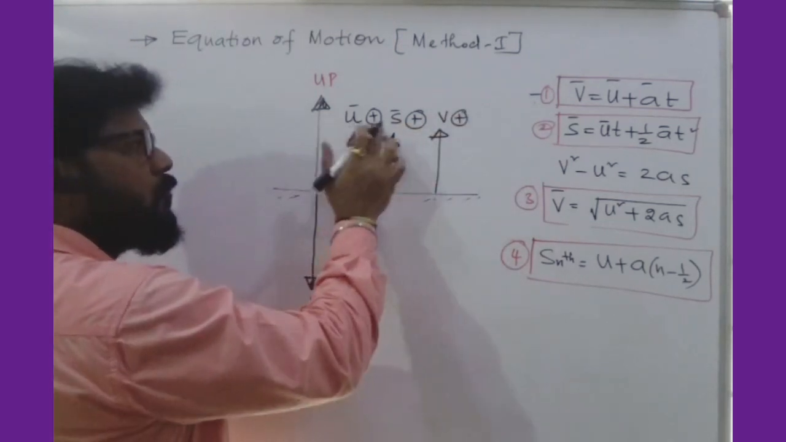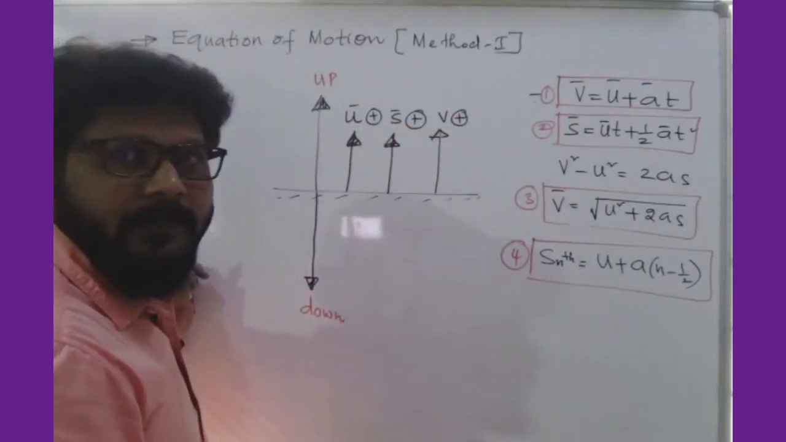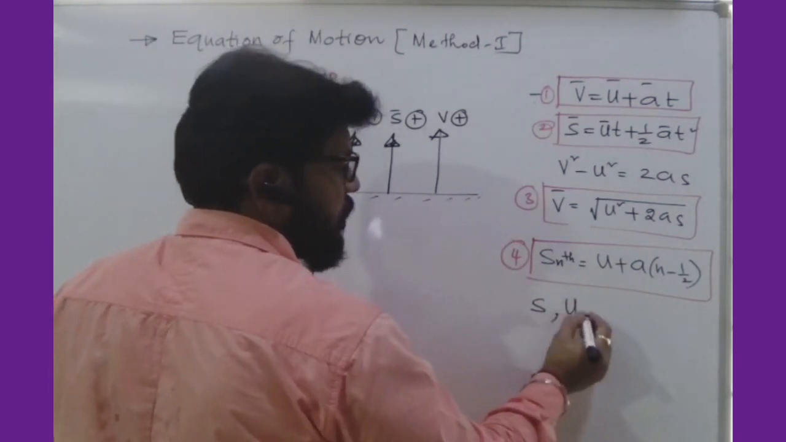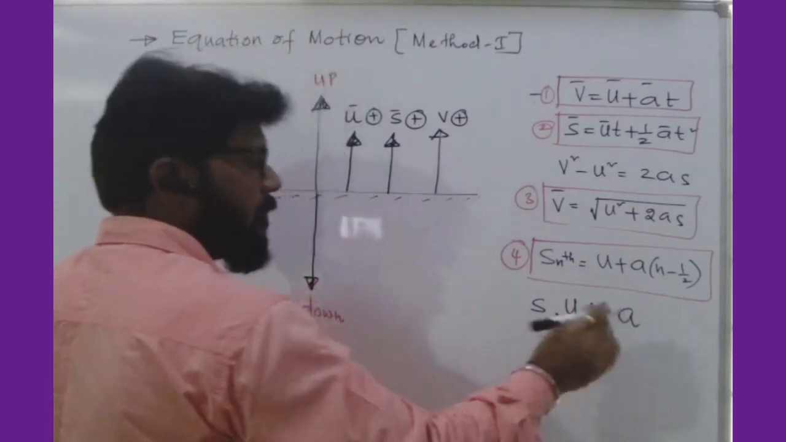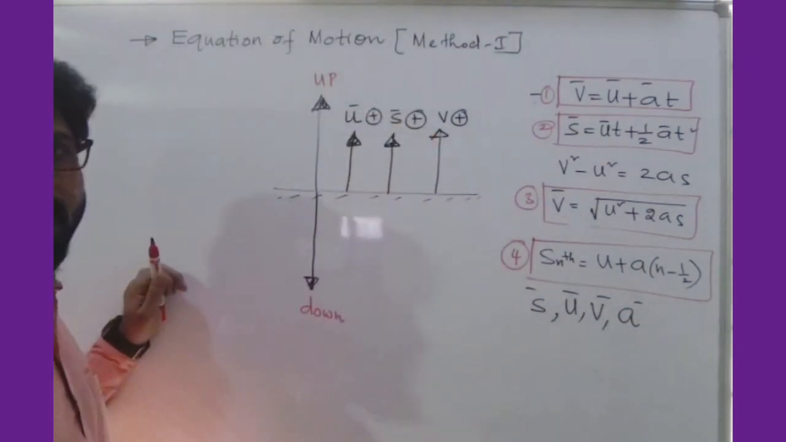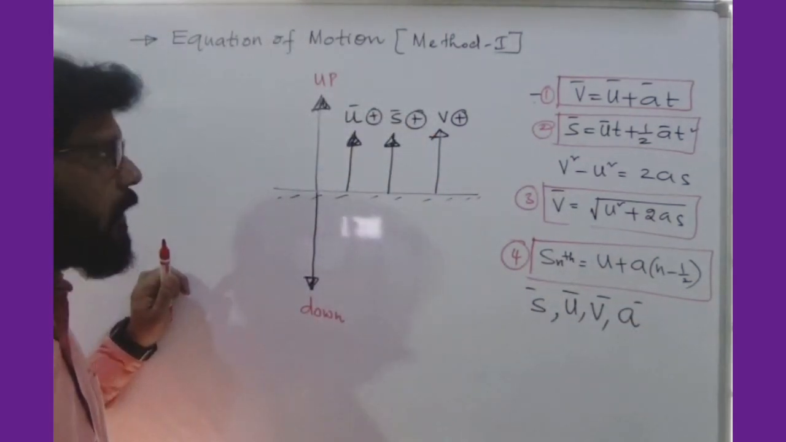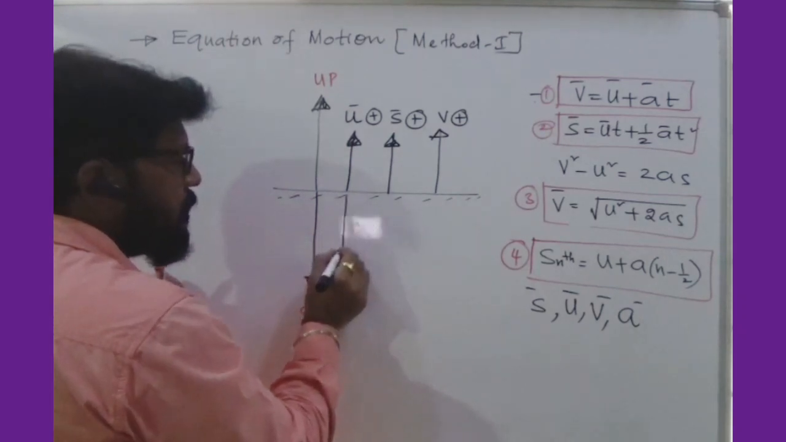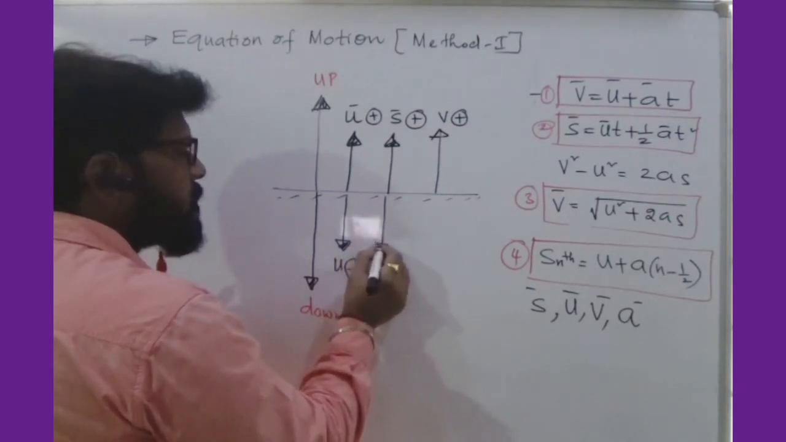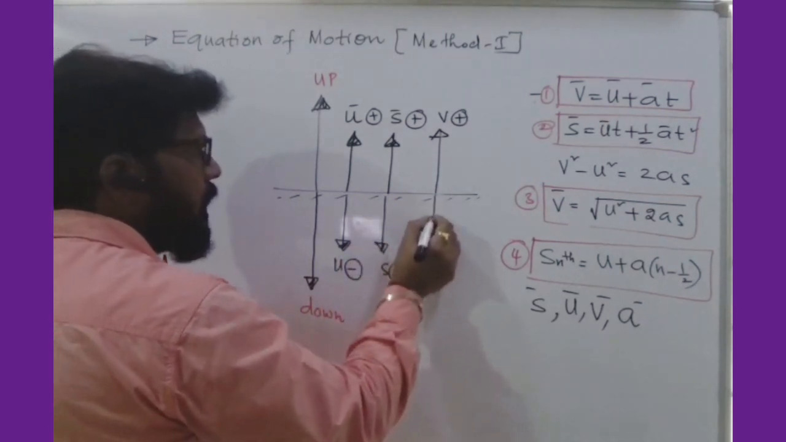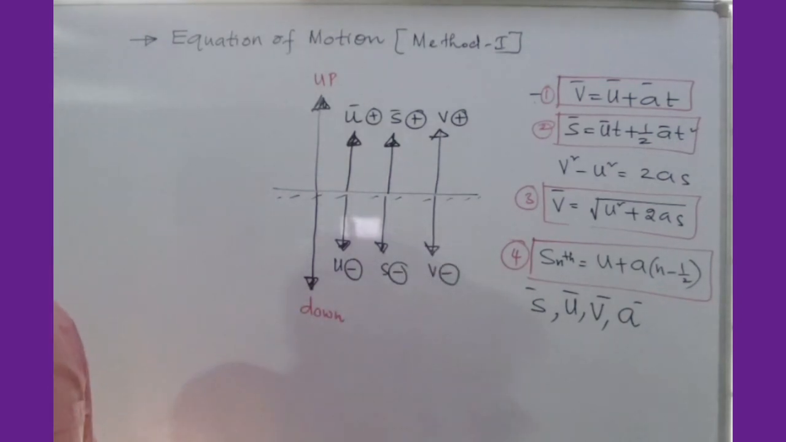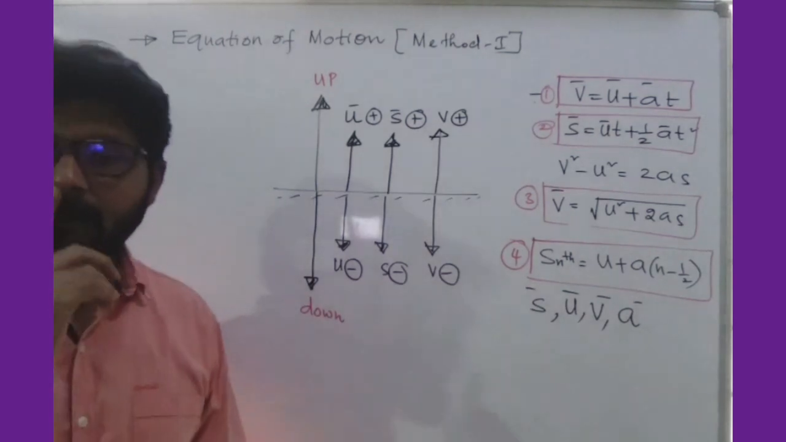So u, s, v: in these equations the physical quantities we have are displacement, initial velocity, final velocity, and a. These are all vector quantities, so upward directions are positive. Coming to the downward direction, all these are negative. So in the downward direction, u is negative, displacement is negative, and velocity is negative. I hope till here there is no doubt for you.